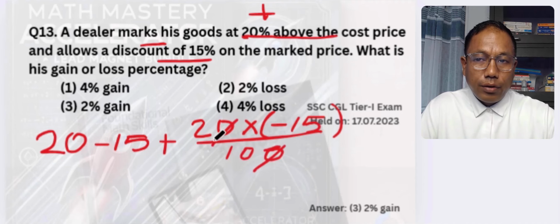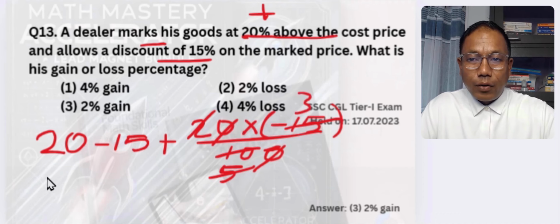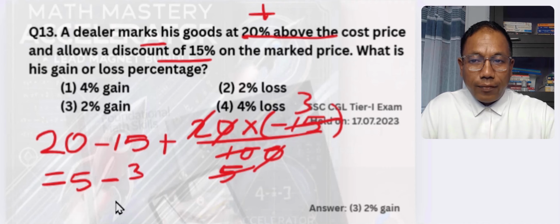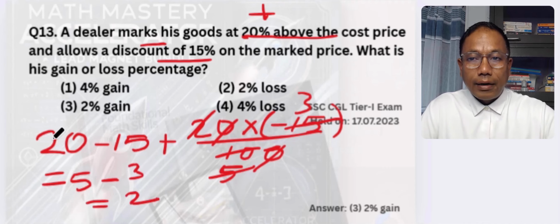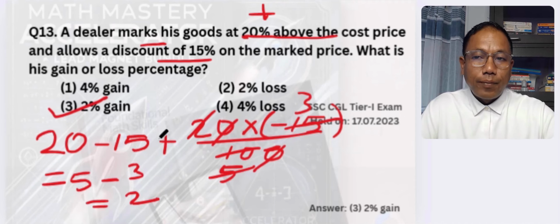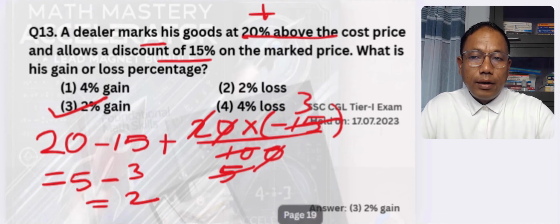Cancel 0, 0. We have 2 and 5. If we cancel it, 2, 5 per 10, 5, 3 of 15. 20 minus 15 is 5. Plus into minus, minus 3. 5 minus 3 is 2. This is positive, therefore gain. Okay, 2% gain. Option 3 is the right answer.